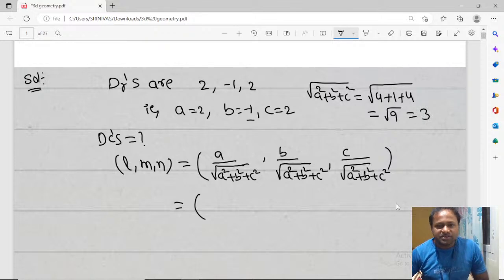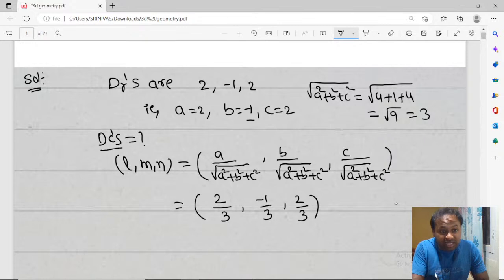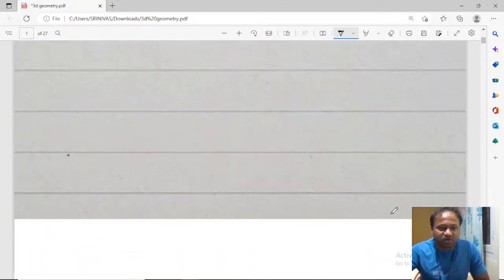Okay? So substitute here. What we get? 2 divided by 3 as well as -1 divided by 3. Next, the c value, how much? 2 divided by 3. Okay, so this is the method to find direction cosines whenever direction ratios are given. Okay, yes. Next, go through another problem.